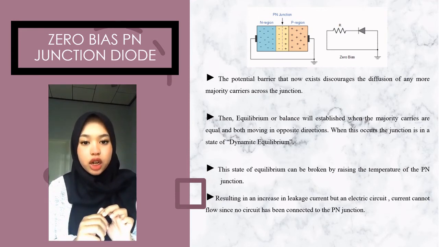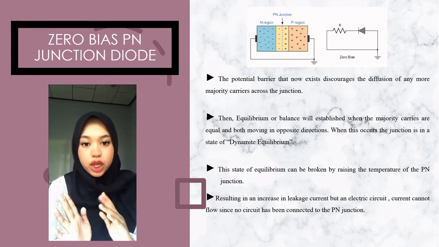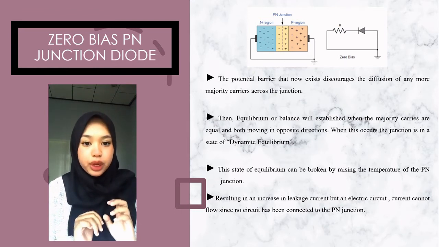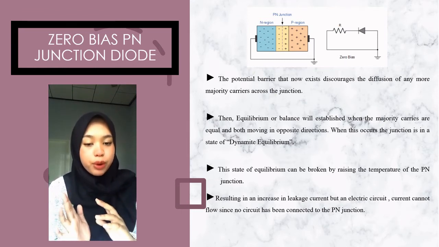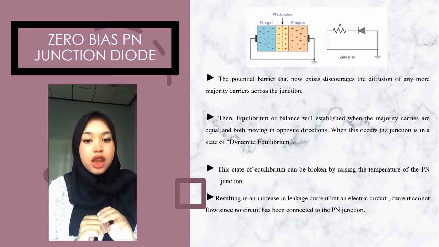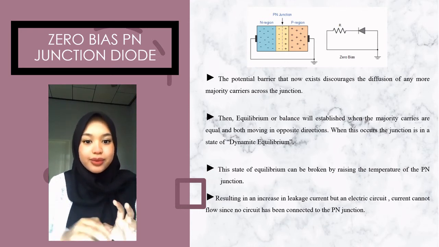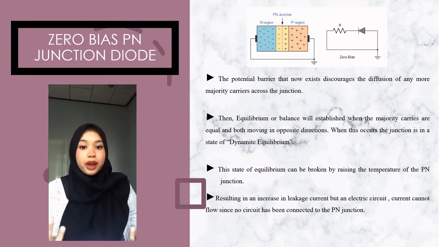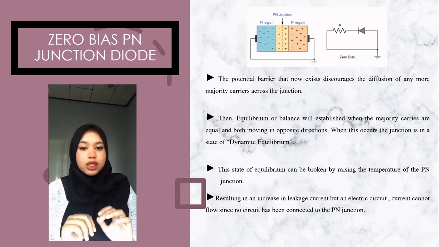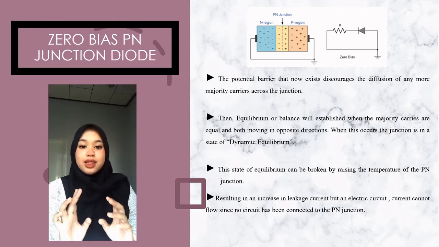The minority carriers are constantly generated due to thermal energy. So this state of equilibrium can be broken by increasing the temperature of the PN junction, causing an increase in the generation of minority carriers, thereby resulting in increased leakage current. But an electric current cannot flow since no circuit is connected to the PN junction.